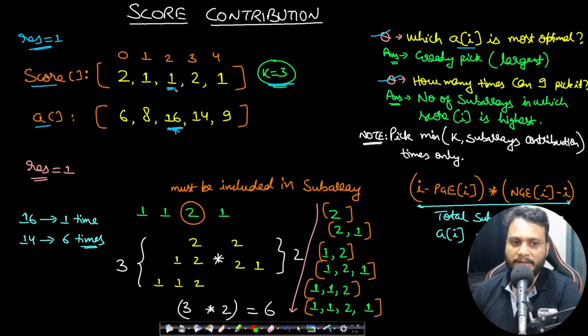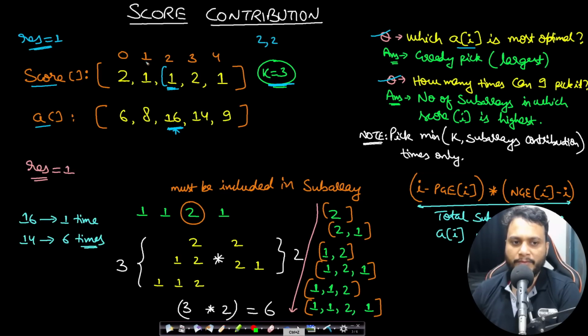Now if you consider in how many subarrays it is maximum, there is only one subarray, which is 2, 2, which is only this subarray. Because if you try to extend it on the right side, there is a higher score here, and so this 16 will not be picked up. The score 2 is larger, so 14 will be picked up in that array, right?